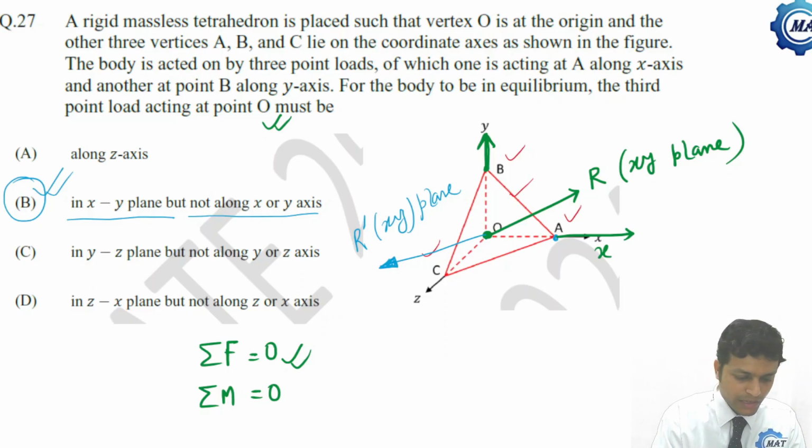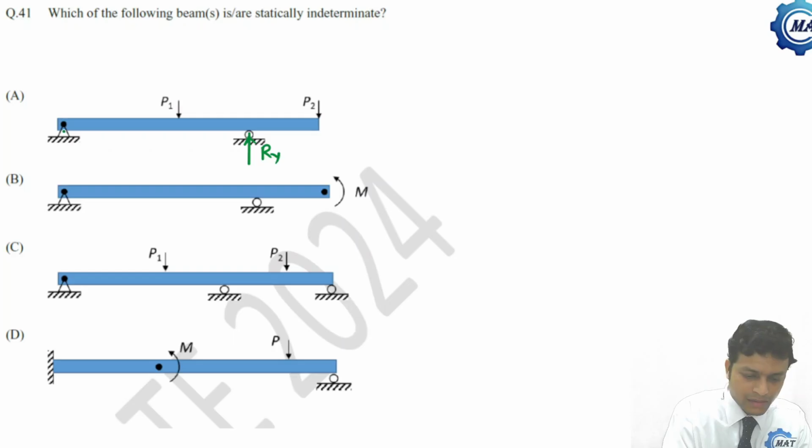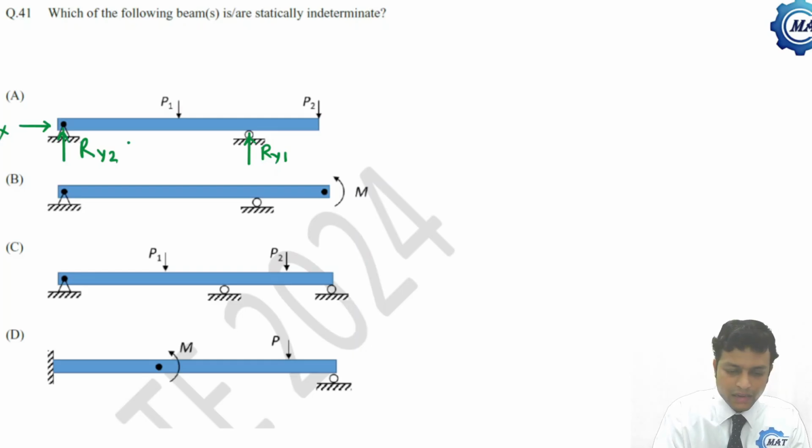Now let us move to the next problem. Which of the following beams are statically indeterminate? For the first beam, this is a roller joint, so a single Ry will be there. Here is another, say this is Ry1, this is Ry2, and this force is Rx. But along the x axis no force is there, so Rx must be 0.